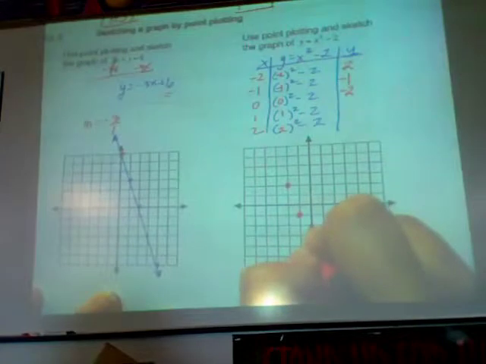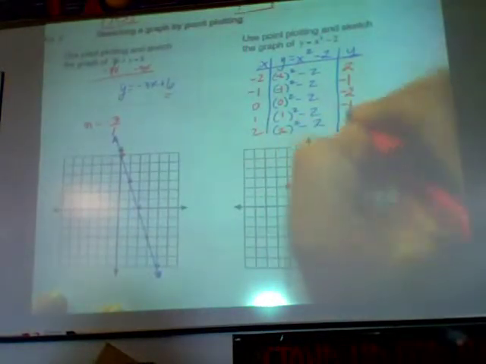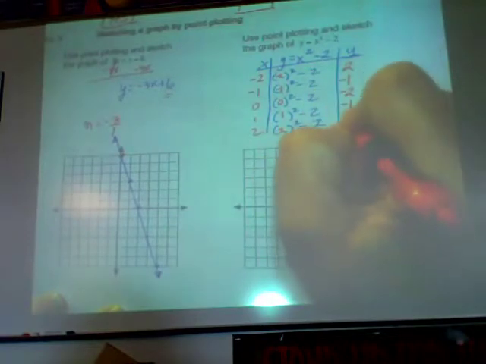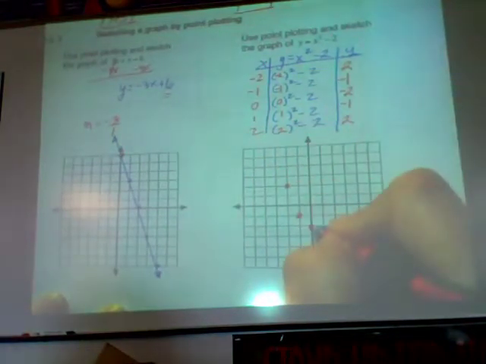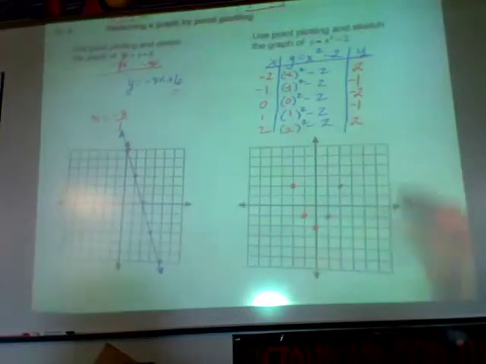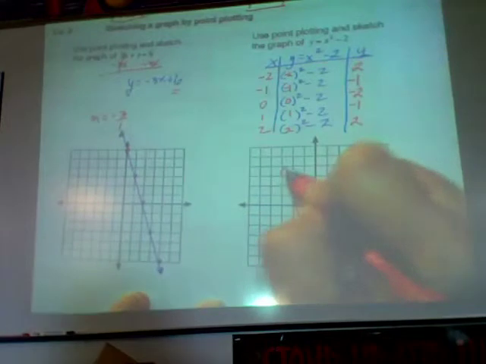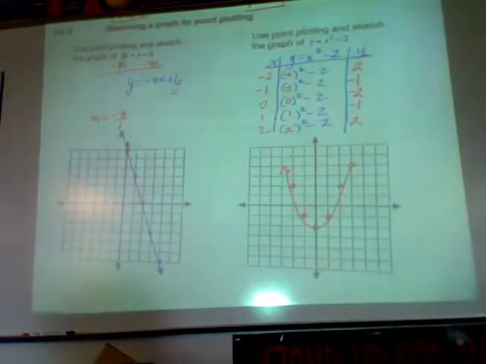So there's my y-intercept starting to curve. And what's 1 squared? 1 minus 2, negative 1. And 2 squared is 4 minus 2 is 2. So this is our vertex. We've got 1, negative 1 is a reflected point, and 2, positive 2 is a reflected point. So then connect those with a nice gentle curve. And there you go.